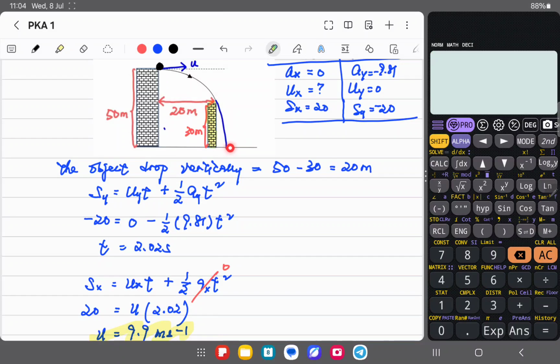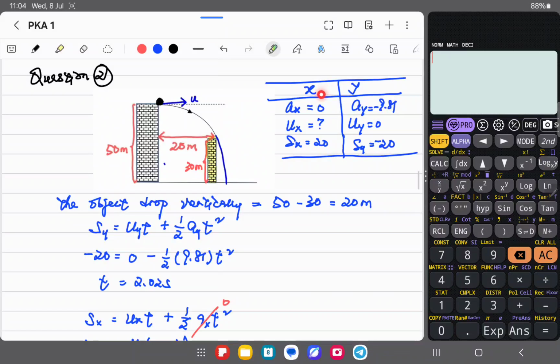So this is projectile motion, so I break it into x motion and y motion, whereby the acceleration in the x direction is 0, and in the y direction is negative 9.81. The initial horizontal velocity is unknown, but since the object is launched horizontally, there will be no y component for the initial velocity.